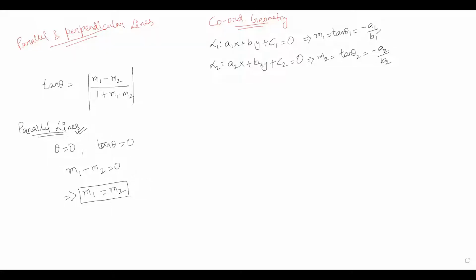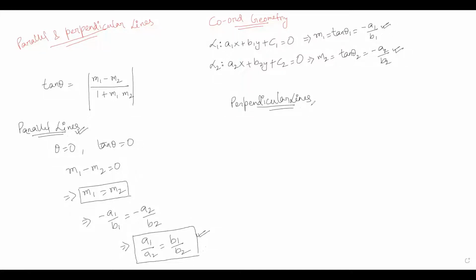Now, if we use the value of m1 to be minus a1 upon b1 and the value of m2 to be minus a2 upon b2, in that case, this would be simply minus A1 by B1 would be equal to minus A2 by B2, which can be rewritten as A1 upon A2 would be equal to B1 upon B2. So that means the ratio of the coefficient of X and the ratio of the coefficient of Y would be equal when the two lines are parallel.